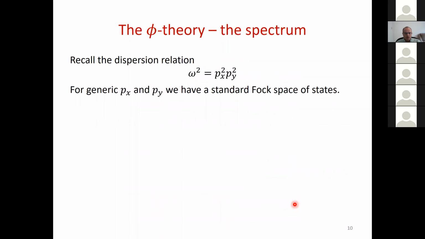Let's go back to the spectrum of the theory. We discussed the dispersion relation. And for generic Px and generic Py, this is completely straightforward. We look at these modes. We have creation and annihilation operators. We have a Fock space of states. The only thing which is non-standard is that the energy carried by each creation operator is a non-standard function of Px and Py, but other than that, things are normal.